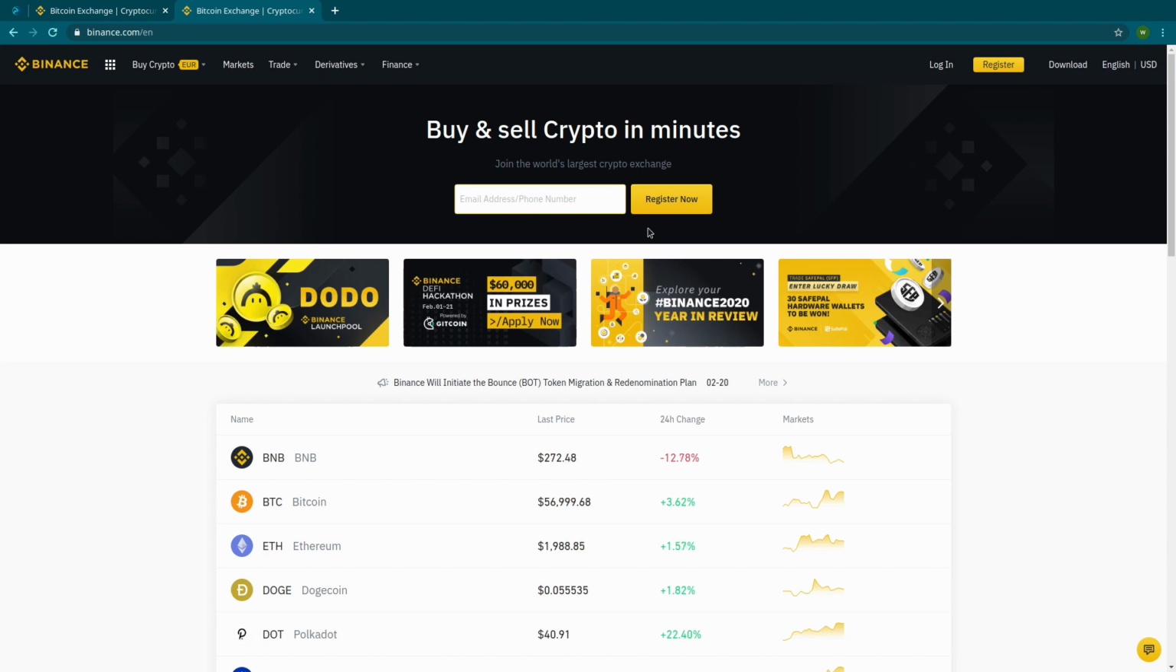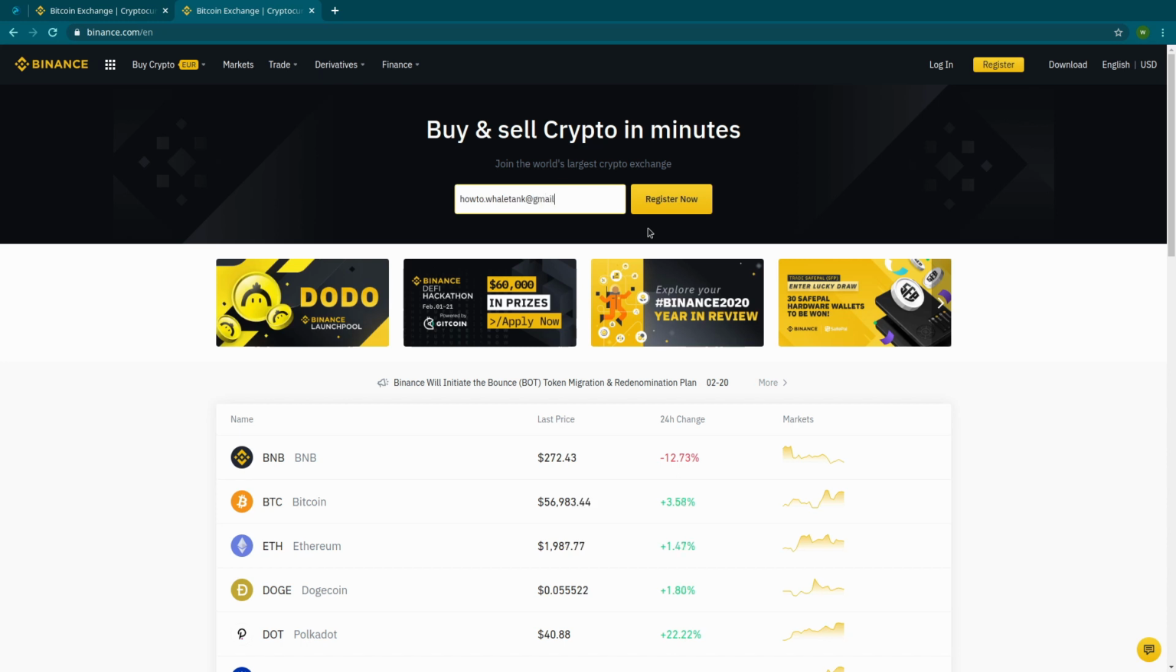On Binance, we can exchange our cash for many cryptocurrencies. To register, you need only an email or a working mobile phone number. Head to binance.com and the registration form will be right in front of you. Enter your secure email address or phone number and click on Register Now.